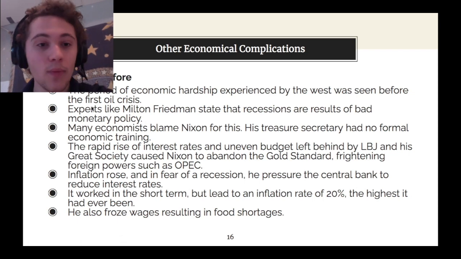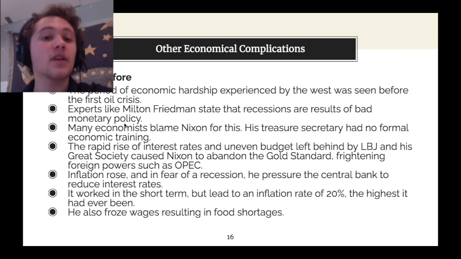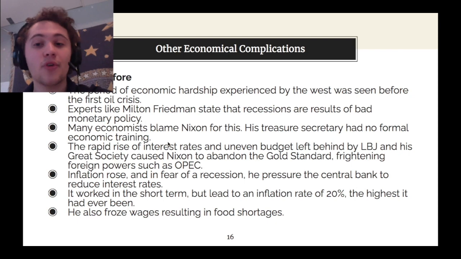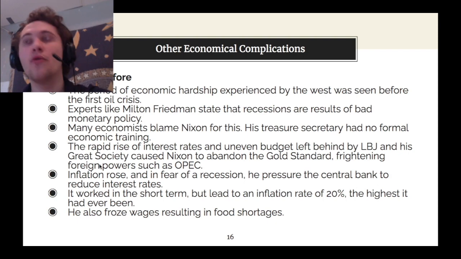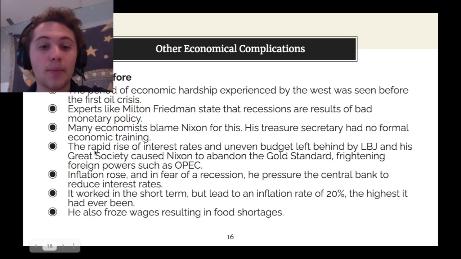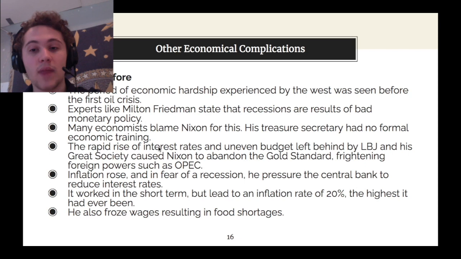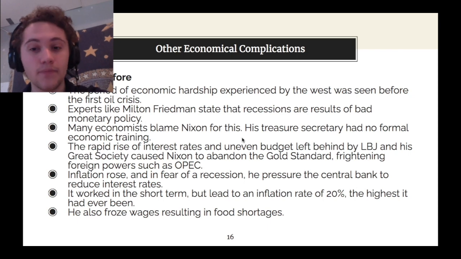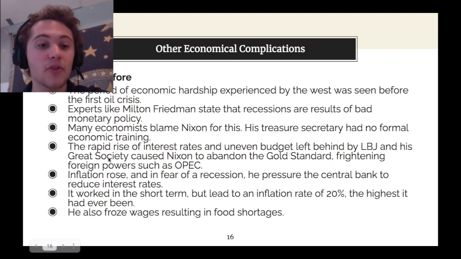And so experts like Milton Friedman, a very famous economist, would say that recessions are a consequence of bad monetary policy over international politics. And so many blame Richard Nixon for this. He had a Treasury Secretary that had no formal economic training and who many people point at as having very bad economic sense, as he would file for bankruptcy himself.